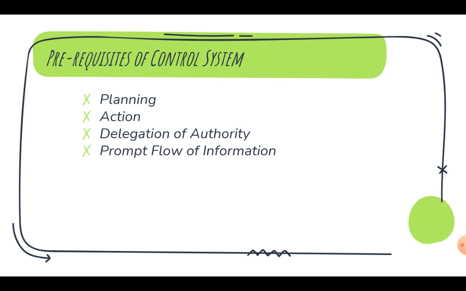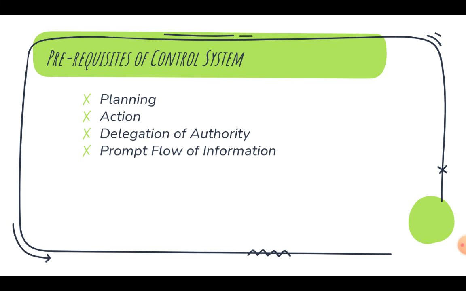Unless proper authority is delegated, control will not be possible. If you're not giving them any kind of authority, then controlling will not be possible, because people may not listen to them. You will not listen to your co-worker or your classmate unless a professor has told them, you are the CR, the class representative, you are the one who can lead the students. If specific authority has not been provided, then the controlling system will not be effective.